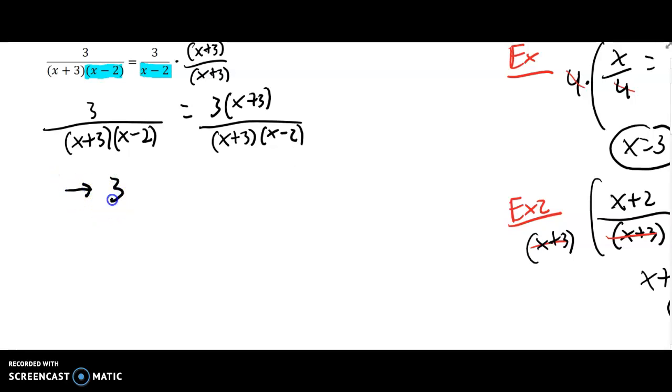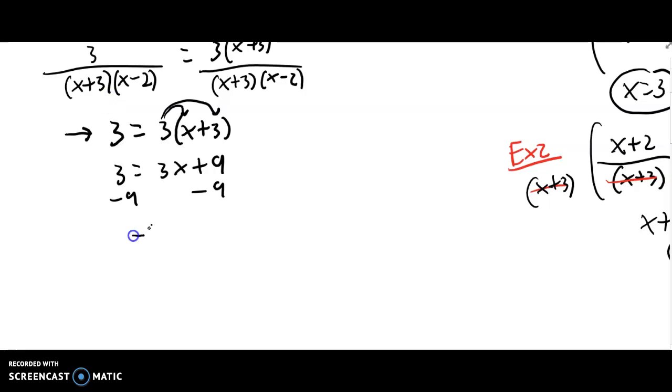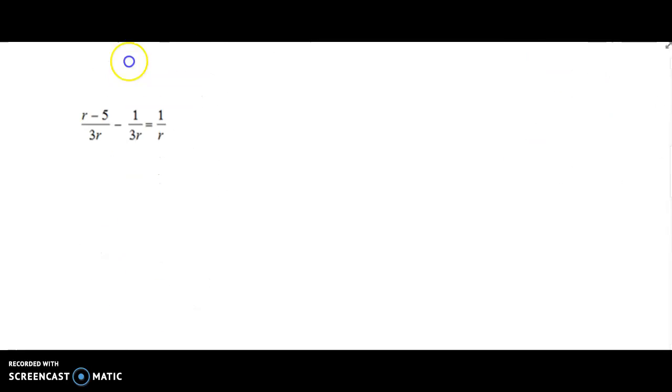So then I have 3 equals 3 times x plus 3. We're going to distribute that: 3x plus 9. Subtract 9, negative 6 equals 3x, divided by 3, and we have that x is equal to negative 2. All right, let's try another one.